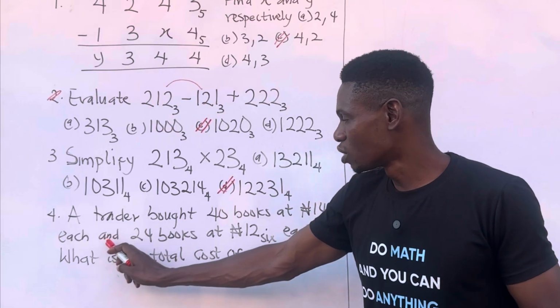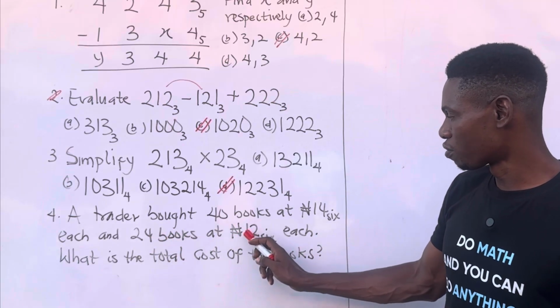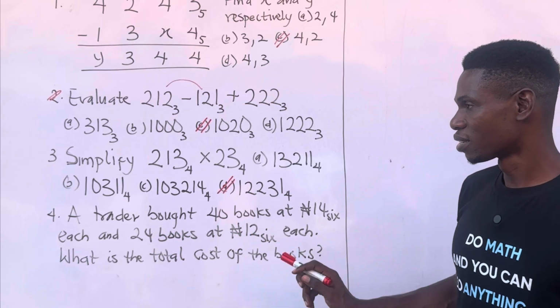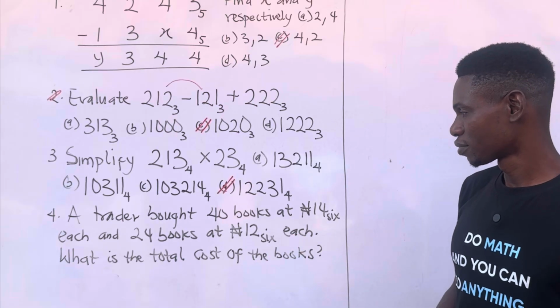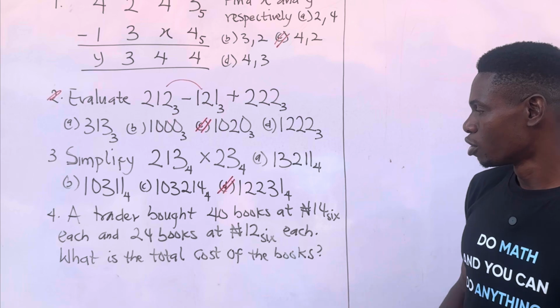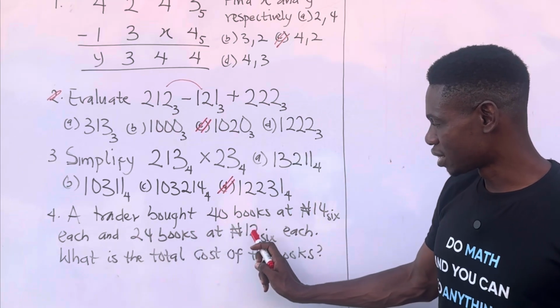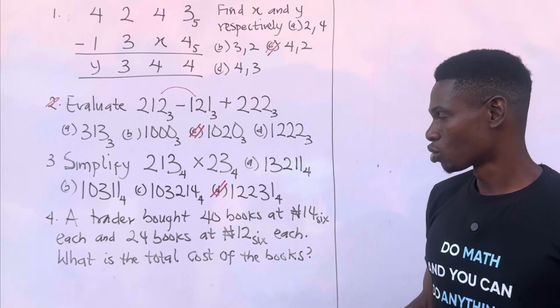It says, and 24 books at 12 naira in base 6 each. Now, what is the total cost of the books? So we first of all bought 40 books at this price, and another 24 books at this price, the total cost. So watch.